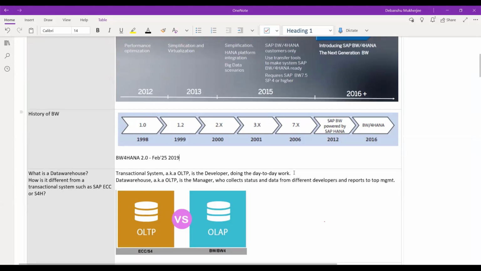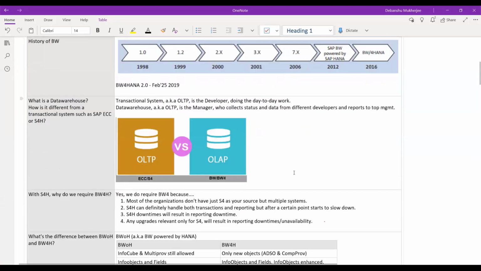All right. Now, I have been talking about BW a lot, but some of you might still wonder what exactly BW is. Okay, it's a data warehousing software from SAP, but what is a data warehouse? And how is it different from a transactional system such as ECC or S4? So let's quickly look at the definition. What is a data warehousing software and what is a transactional software?